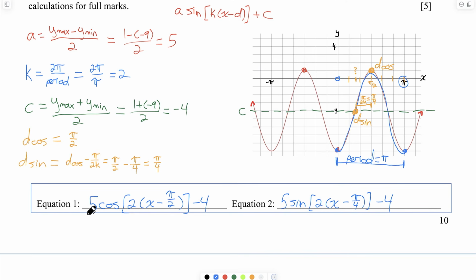And there we have it. There's 2 equivalent equations. They should generate all of the points that make up that red function. You could test out a few points that we know are on the red function and make sure both equations would be able to generate those points to make sure you have it right.